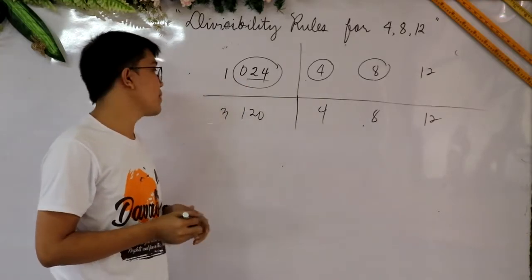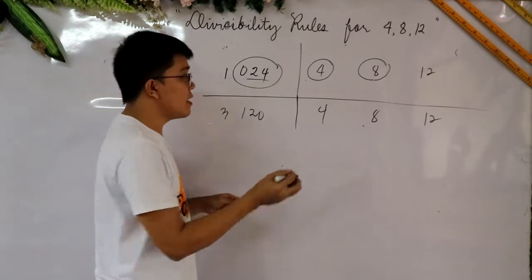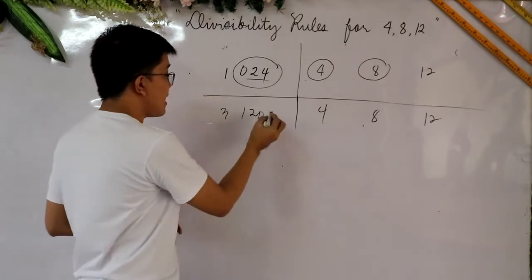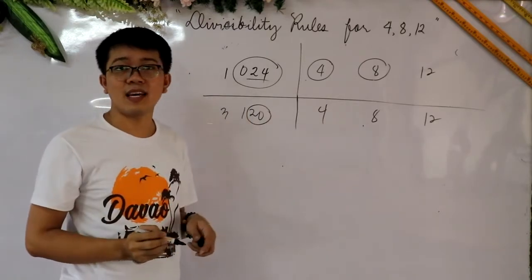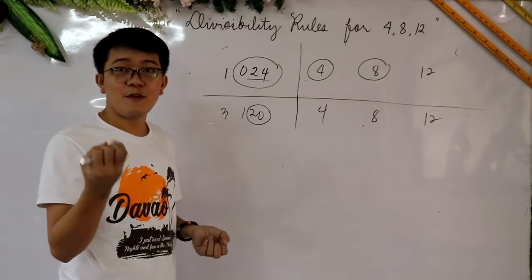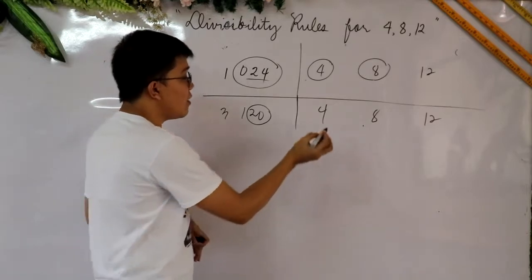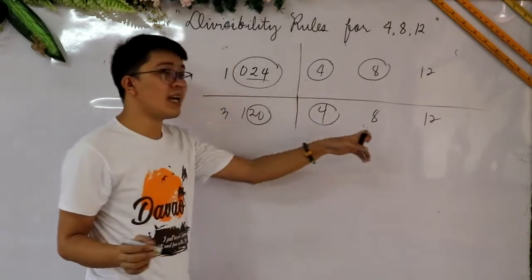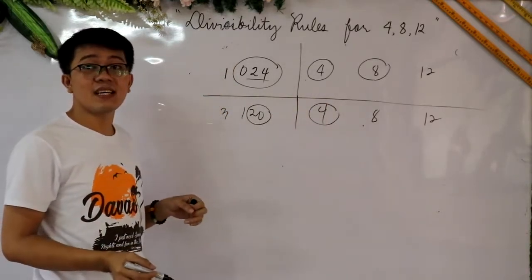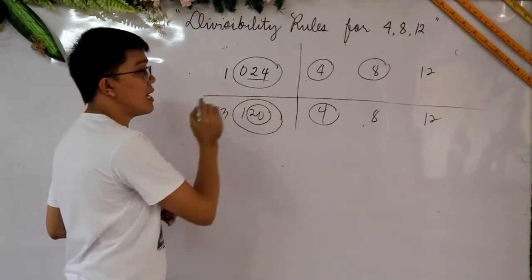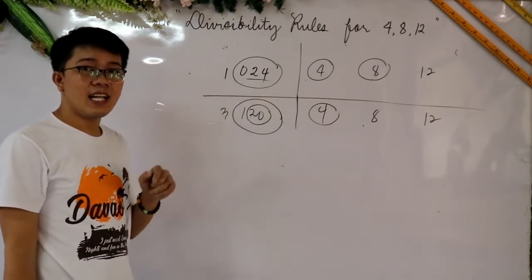Next given number, 3120. Is it divisible by 4? Yes, because the last two digits are 20, and 20 is a multiple of 4. 4, 8, 12, 16, 20. Now, we encircle this. How about 8? What is the number formed by the last 3 digits? It's 120. Let's try to divide.